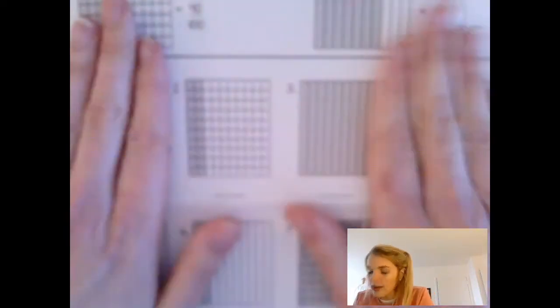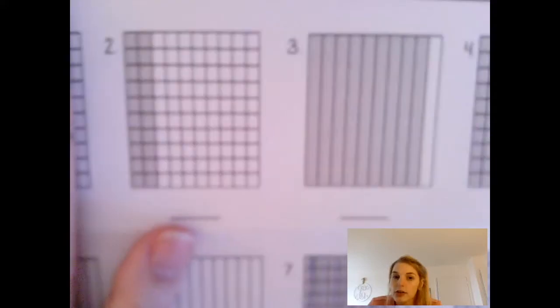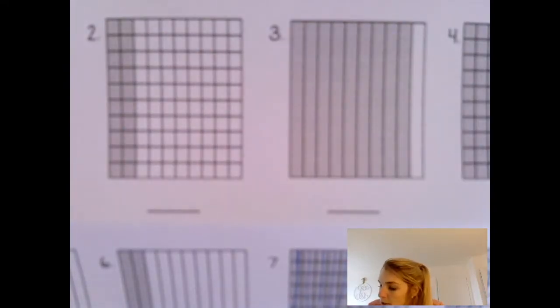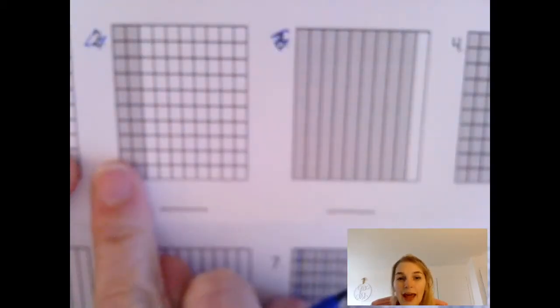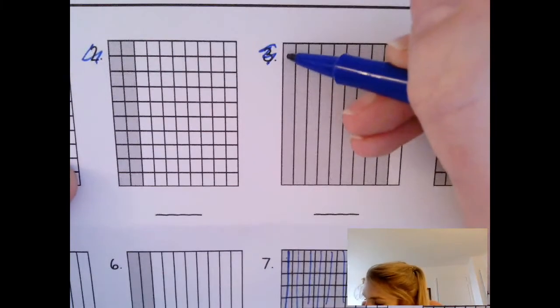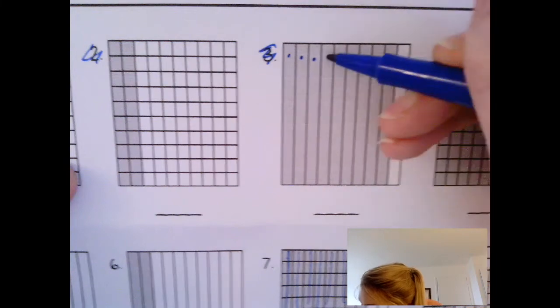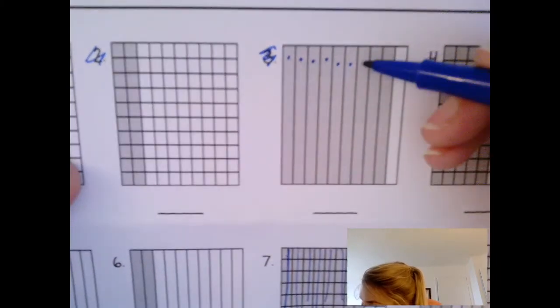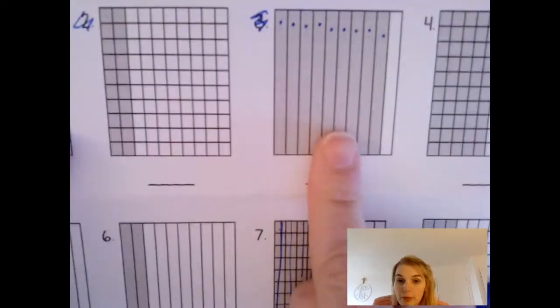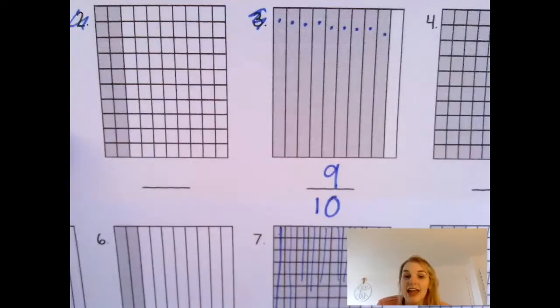So when we are looking at this here, let's take a look at these two problems right here. Let's take a look at 2 and 3. Well, I want to make this one here match what I have here. So let's take a look and see what that looks like. Right now I have 1, 2, 3, 4, 5, 6, 7, 8, 9. I have a shape that has 9 out of 10 shaded.